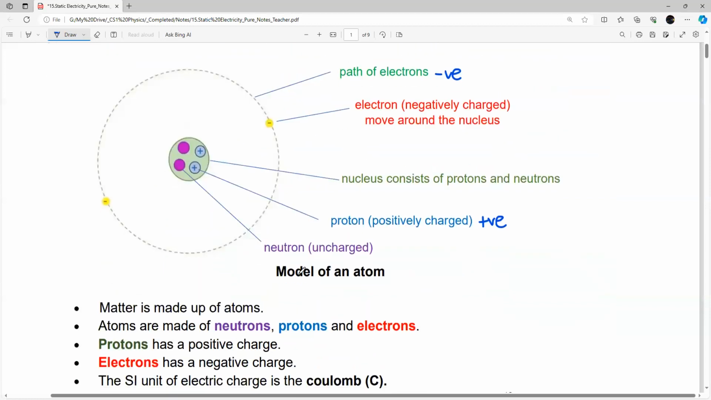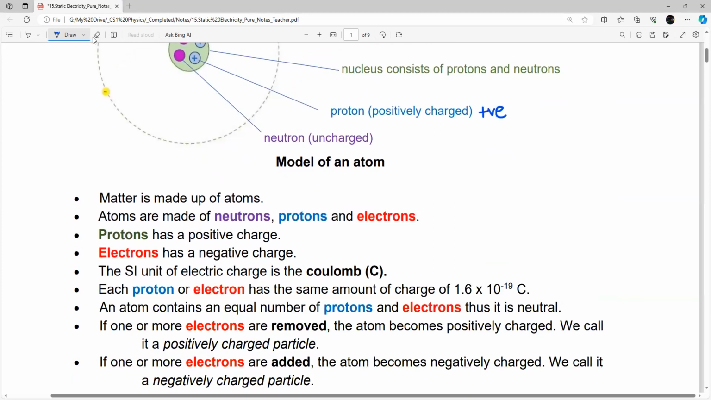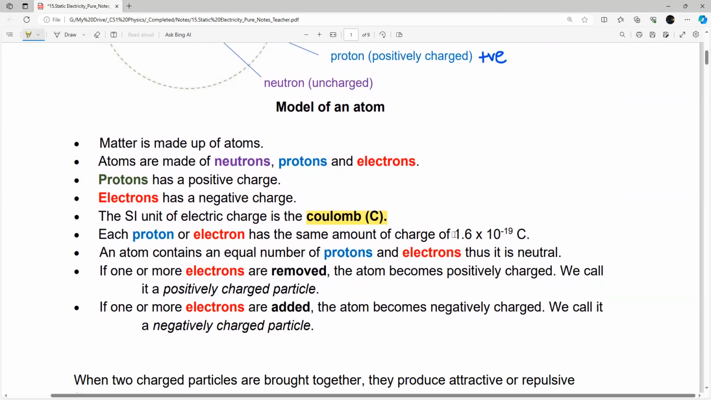The neutrons are uncharged, so they're electrically neutral. The unit for electrical charge is the coulomb, capital C. The amount of charge for one proton or electron is this value.